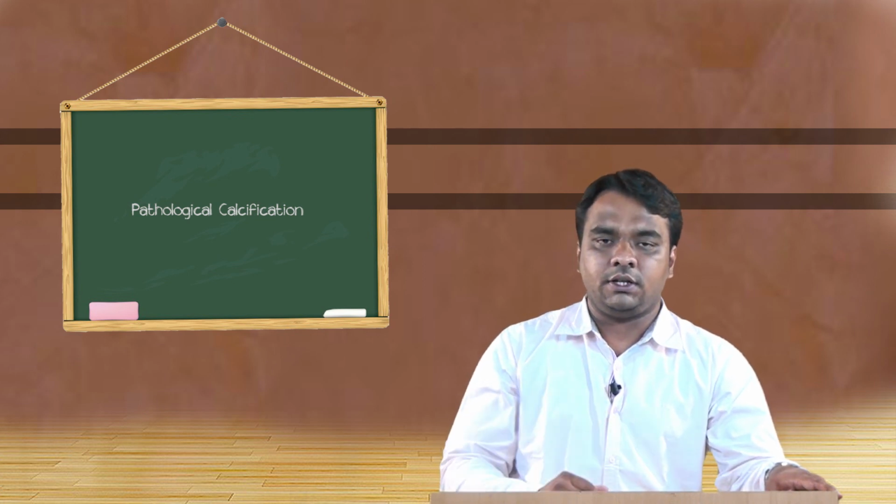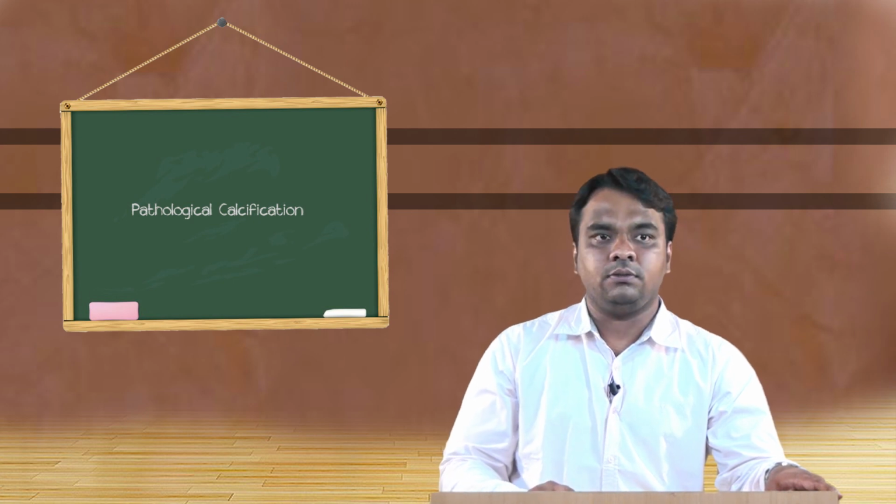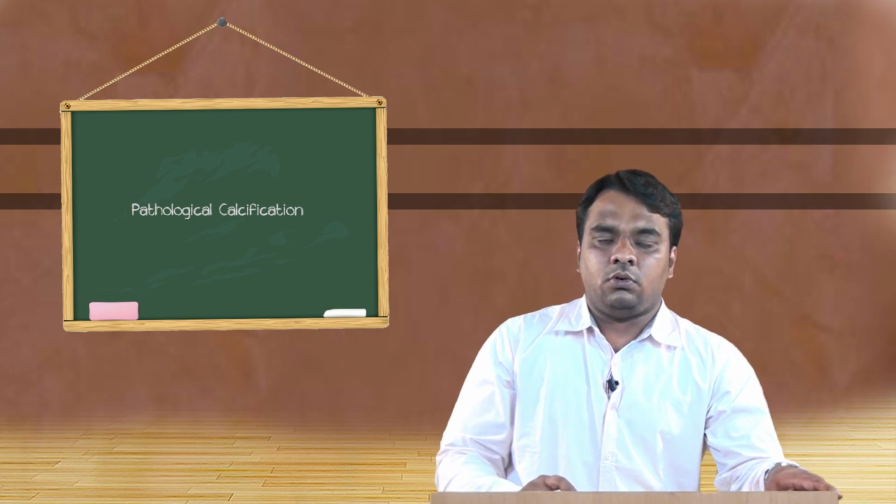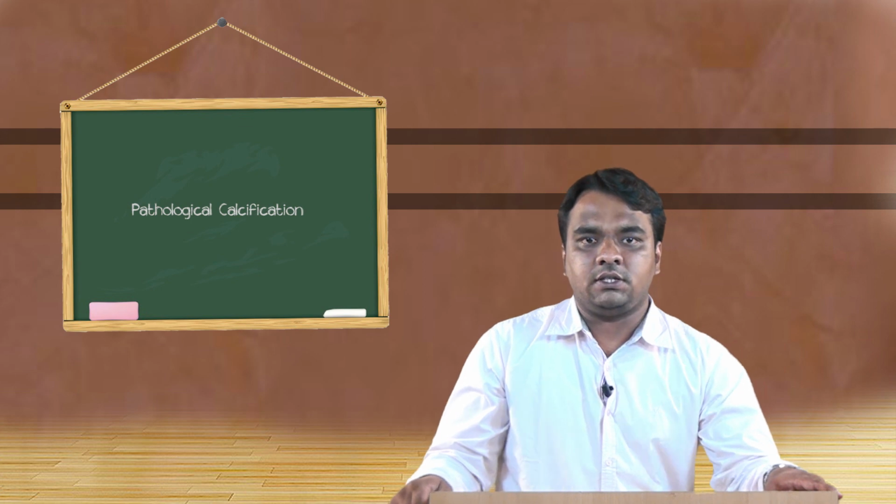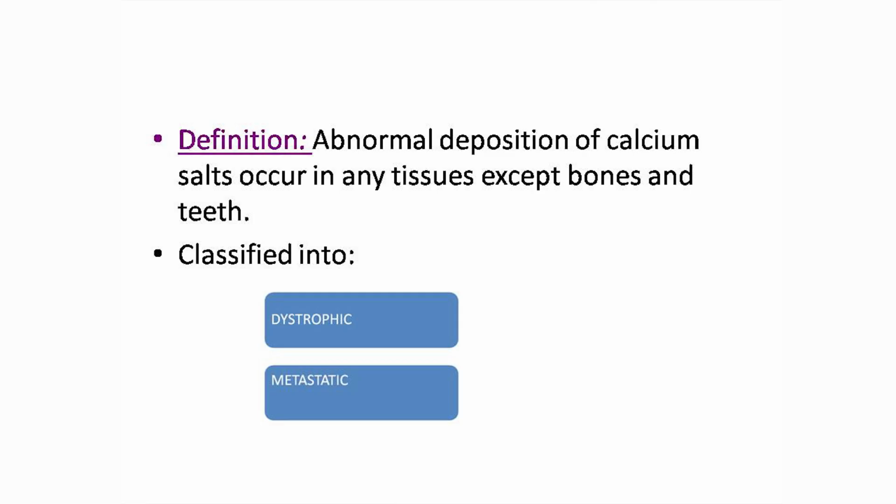Once we get into pathological calcification, the definition is, as I said before, abnormal deposition of calcium salts which occurs elsewhere other than the bone and teeth. This we consider as pathological calcification. It is divided into two types, that is dystrophic calcification and metastatic calcification.